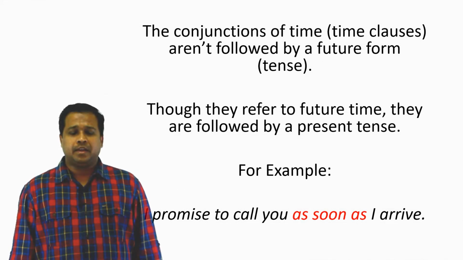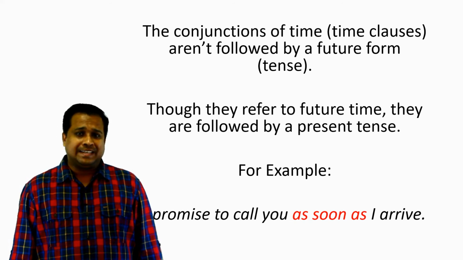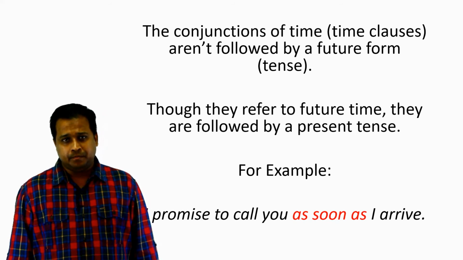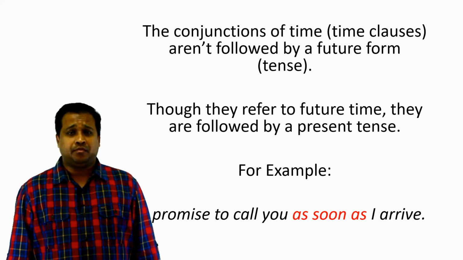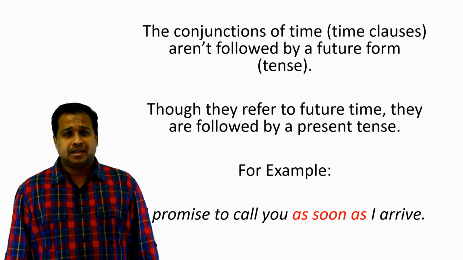Conjunctions of time aren't followed by future tense. Though they refer to a future time, they are always followed by present simple tense. For example, I promise to call you as soon as I arrive.